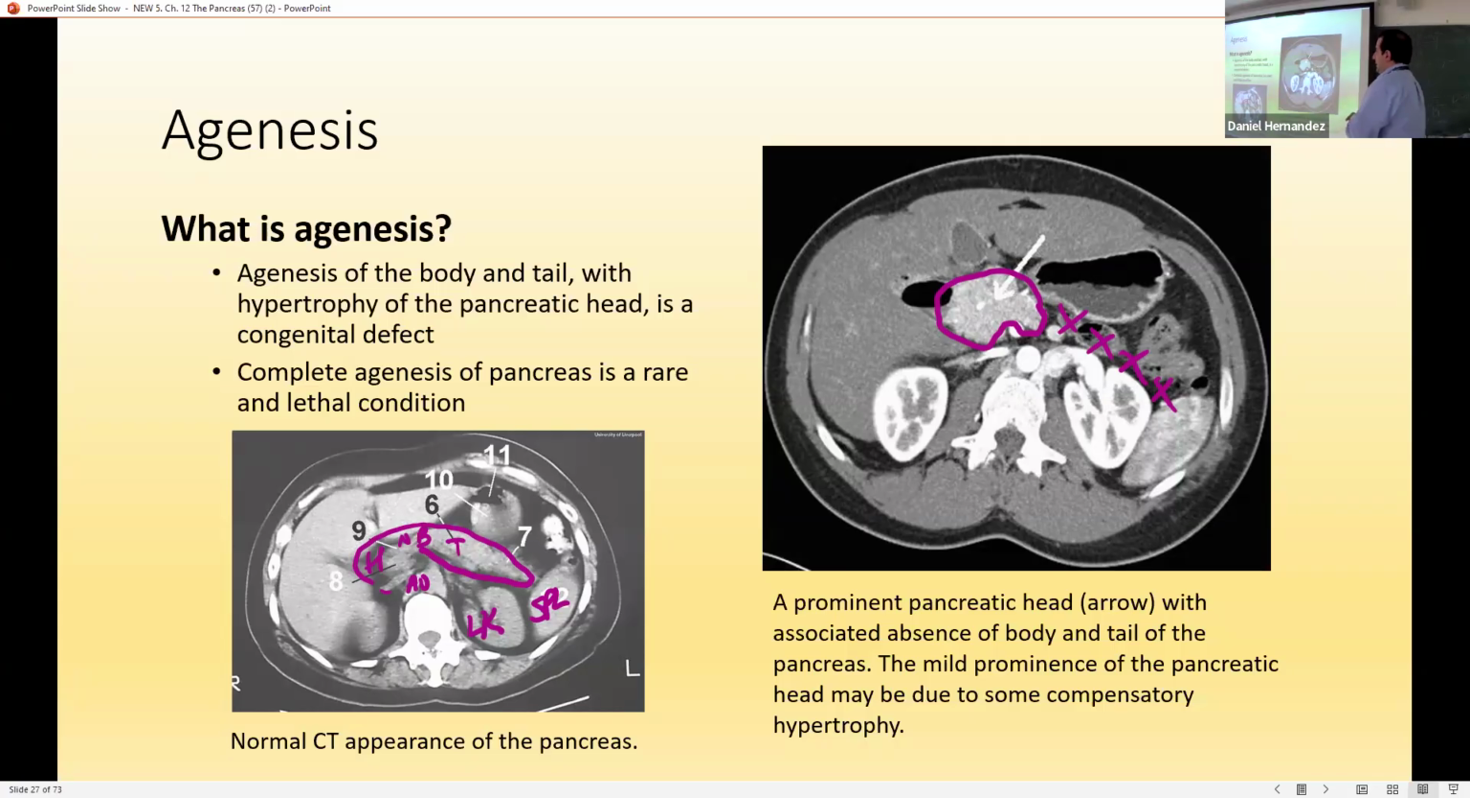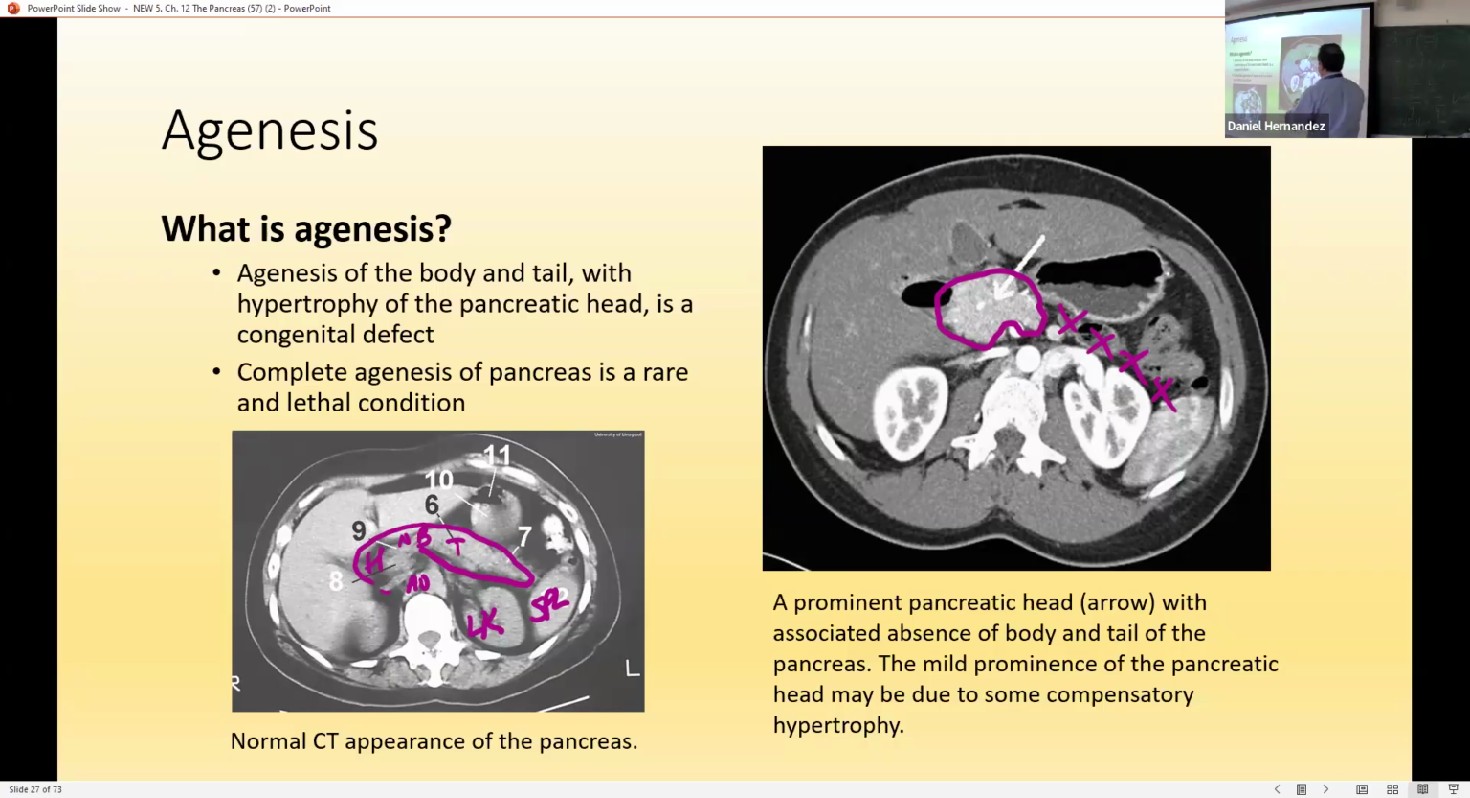The body's still trying to produce a sufficient amount of both endocrine and exocrine enzymes. So again, this is considered a congenital defect. If a patient has complete agenesis of the pancreas, this is a very rare occurrence and will be considered a lethal condition. They're not producing those vital enzymes that are needed for digestion of foods, staying alive, and regulating blood sugars. So, unfortunately, that's not going to be compatible with life if there's a complete agenesis of the pancreas.